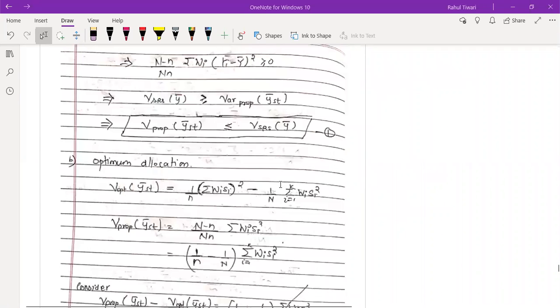So exactly same way we have to go for. Now we have compared SRS with proportional, and now I'll compare the optimum with the proportional. Okay. So I know the formula for optimum location, which is 1 upon n summation wi si square minus 1 upon n summation wi si square. Right. This formula I am knowing very well.